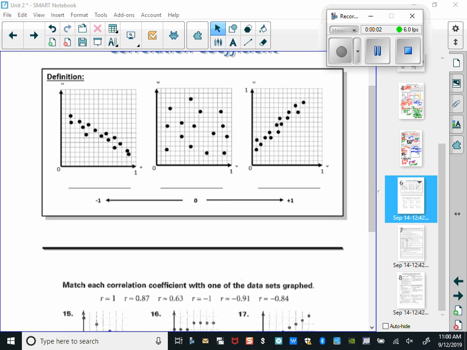First, the correlation coefficient. It is your R value. So just know it's represented by the letter R, and we'll talk about that in our calculator in just a second. It's the last page.